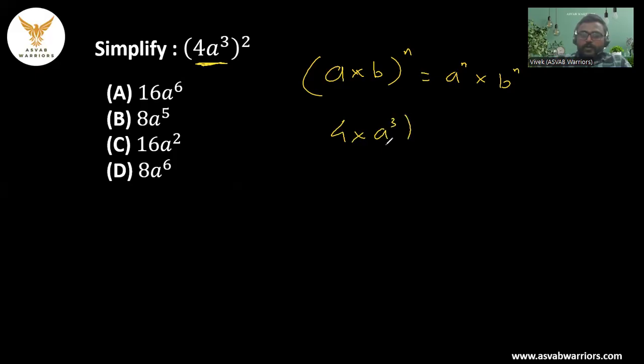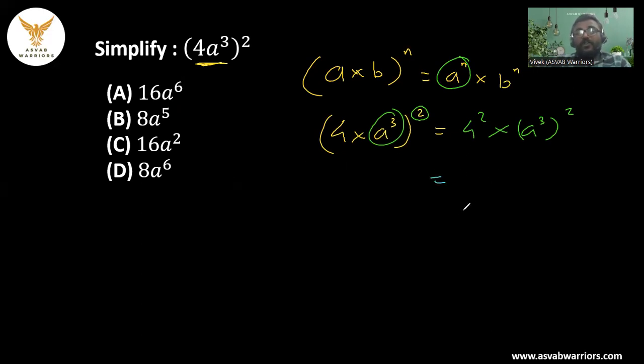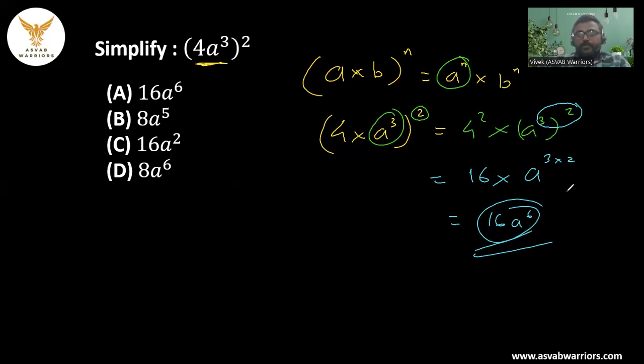(4A to the power 3) whole to the power 2 would be what? I'm going to separate the powers now. So 4 to the power 2 times (A cube) to the power 2. So 4 to the power 2 is what? Not 4 times 2. It's 4 times 4, which is 16. Now, if you remember the power to the power law, we need to multiply these: A to the power 3 times 2, which is nothing but 16A to the power 6. Did you understand it, Valeria?